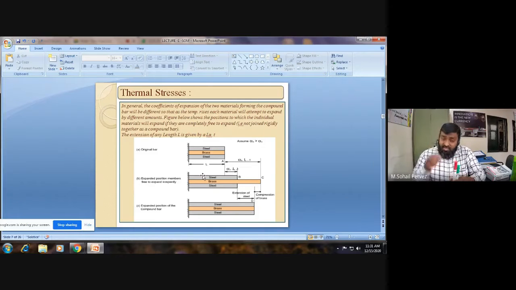But what will happen? The problem is, since it is janam janam ka saath, it is a composite section now. So no one can act independently in that case. If, for example, for a rise of temperature from T1 to T2, steel can expand from 1 to 5, then for the same rise in temperature, brass will expand from 1 to 10. But if you finally see, the assembly will expand somewhere in between 5 to 10.